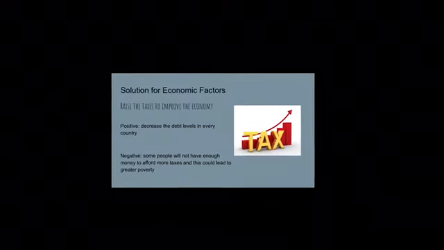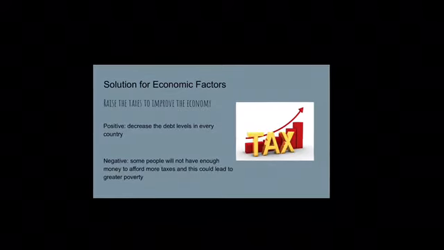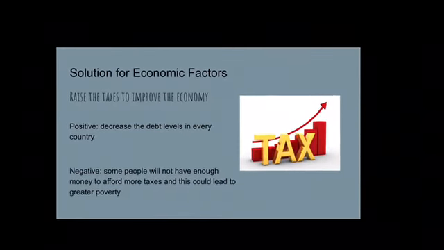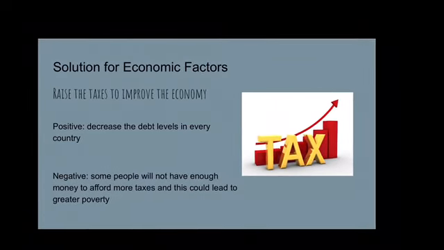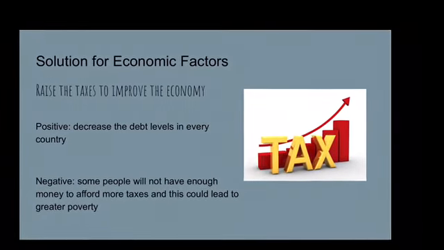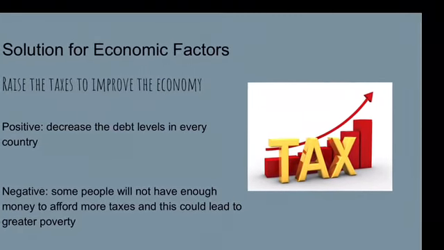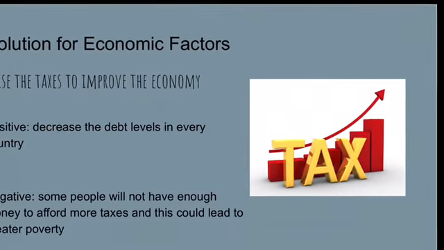For these negative outtakes that I saw in the world, I created some solutions. For example, a solution for the economic factors may be to raise the taxes to improve the economy of the different countries. One positive aspect of this solution is that it may decrease the debt levels in every country, but a negative side to this solution is that some people don't have enough money to afford the taxes and it could lead to greater poverty in the future.